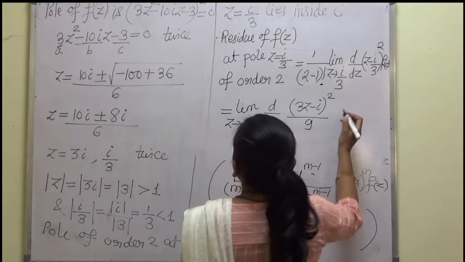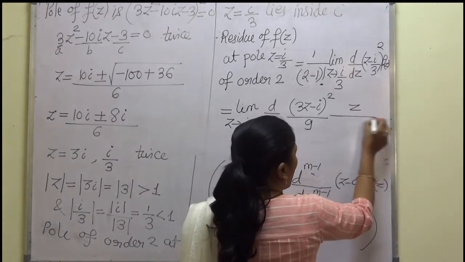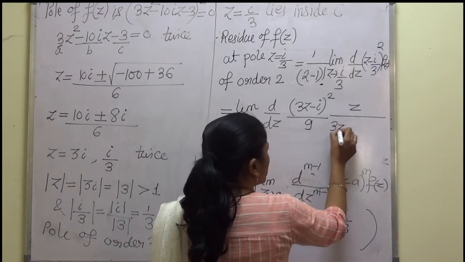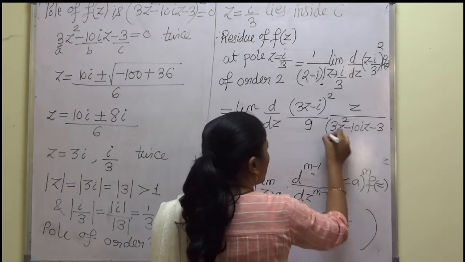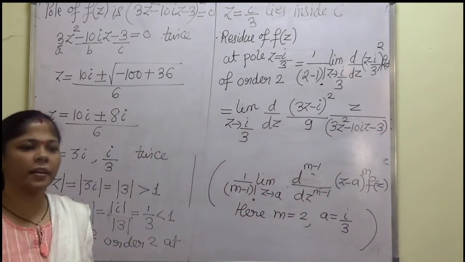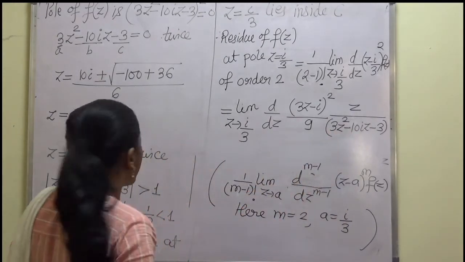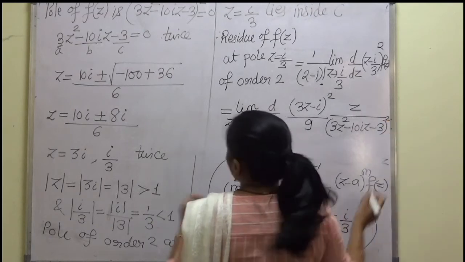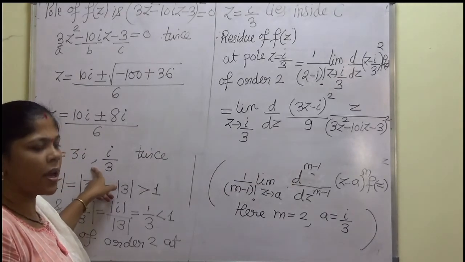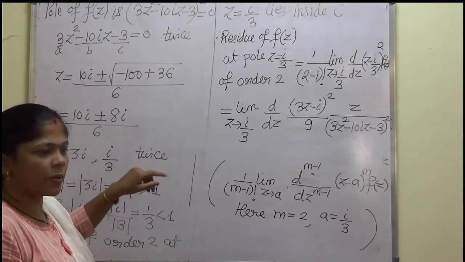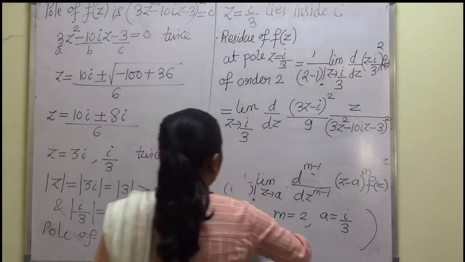What is f of z? It is nothing but z upon 3z squared minus 10iz minus 3. This is our function f of z. Okay, now let us factorize this, as we already have a factor for this whole square. Right? The factors of this denominator term are z minus 3i and z minus i by 3 whole square, that is 3z minus i. So factors of this are nothing but equal to what?